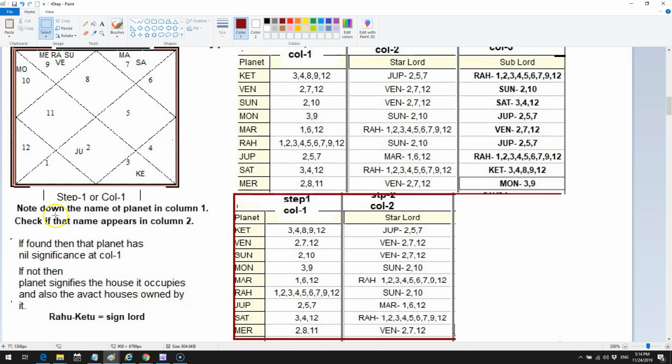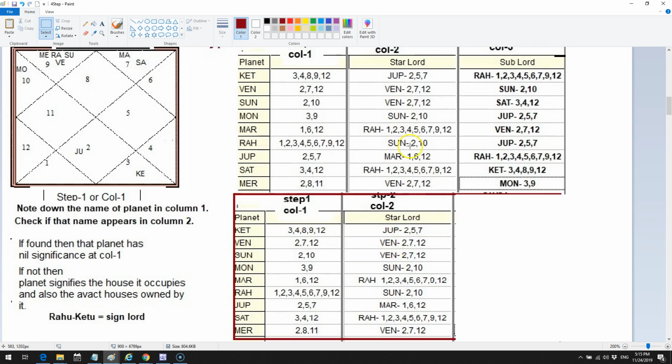So what is the step 1 rule? I have laid down the rule in a very simple manner for you to understand. Note down the name of the planet in column 1. This is column 1. Check if that name appears in column 2. These are both the same two copies of the same table.